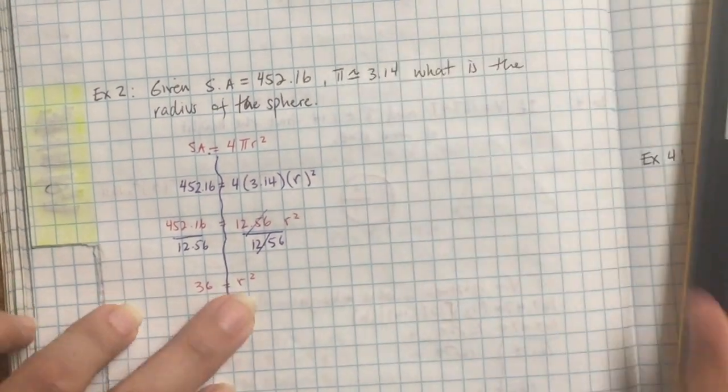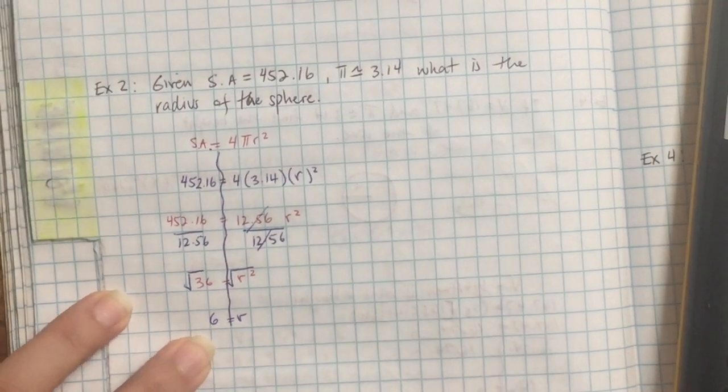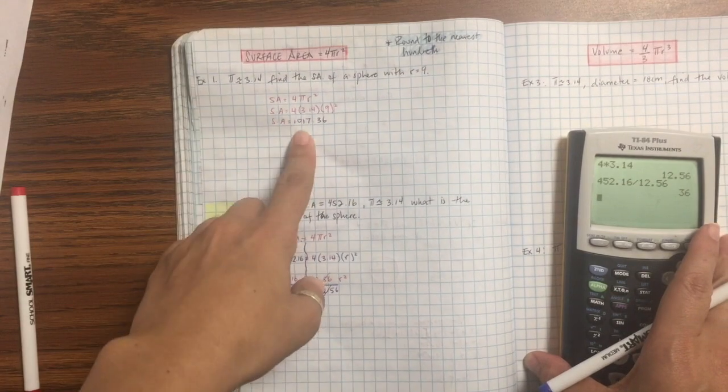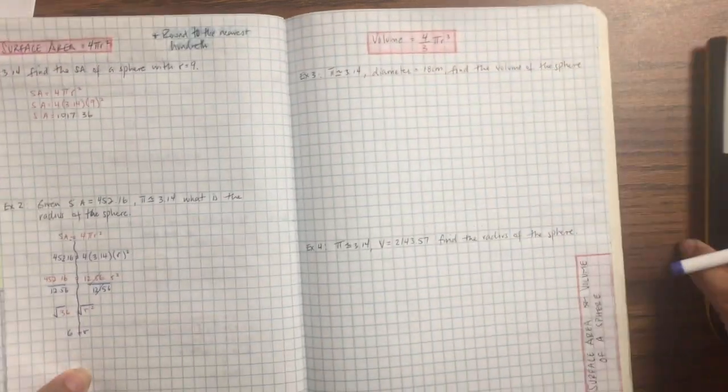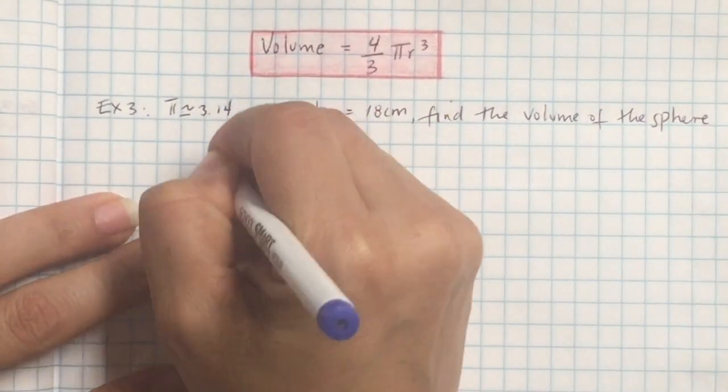Take the square root in order to get r by itself. So r is equal to 6. Okay, so really surface area, volume, it's all about plugging in numbers into formulas. Let's take a look at volume. So that's the formula for volume.